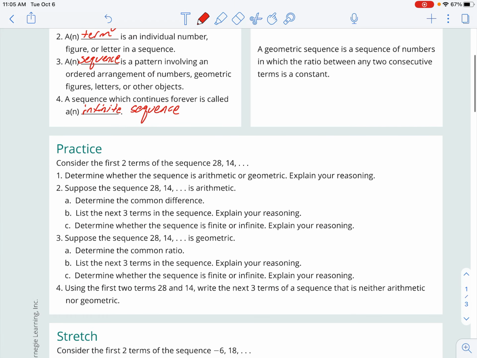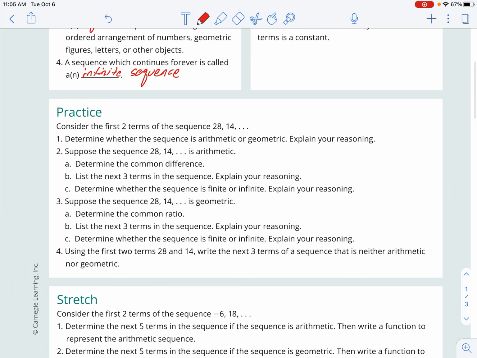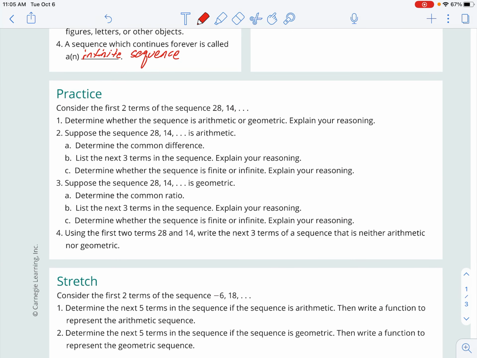Okay, then we are asked to do practice 1 through 4. On practice 1, consider the first two terms, 28 and 14. That's not enough information to determine whether the sequence is arithmetic or geometric. It could be either one. You need at least 3 terms to figure out a pattern.